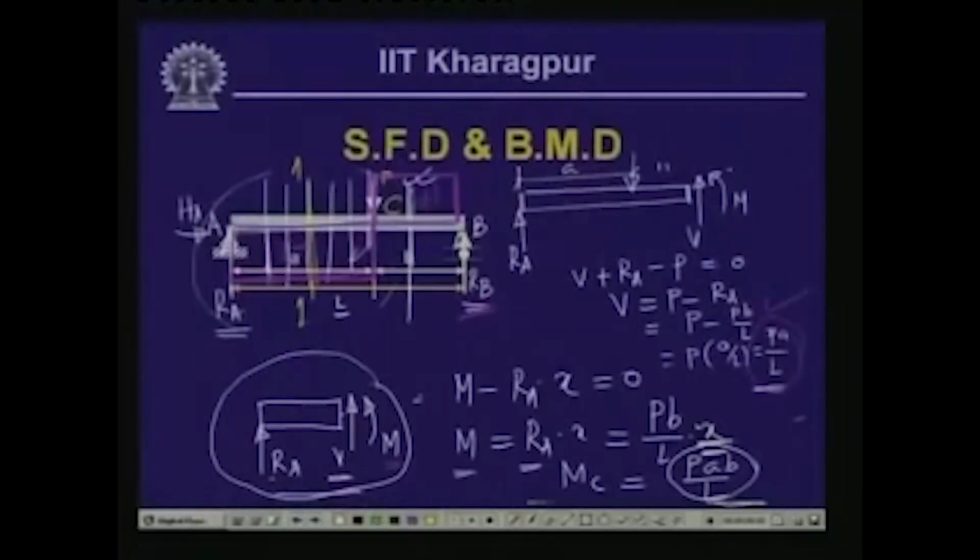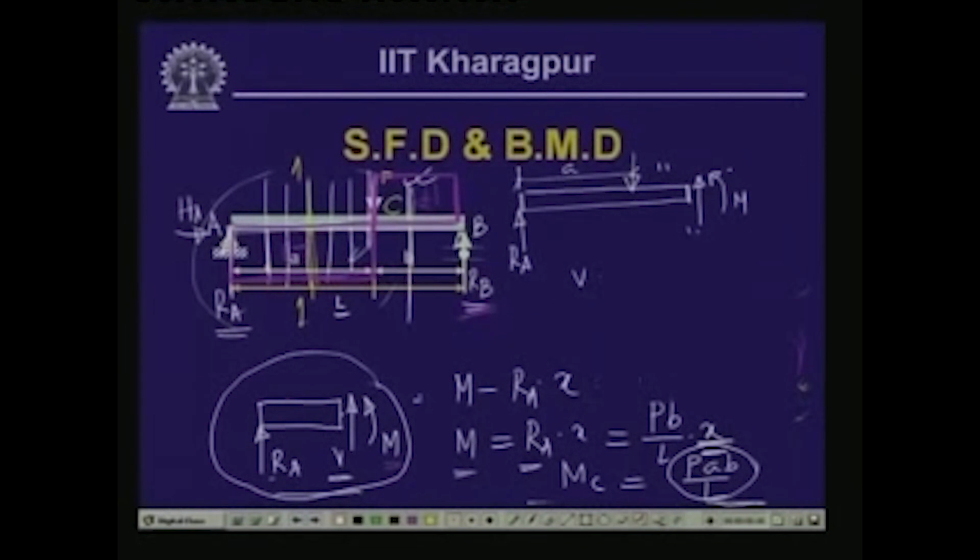Now, what happens to the bending moment on the right hand side of this particular load? Let us calculate from the free body of the other part what happens to the value of the bending moment. If we take the moment of all the forces with respect to this particular point, let us call this D. Here the general moment m at this section is in the anti-clockwise direction. Now, R A is causing a moment in the clockwise direction, so minus R A into x.